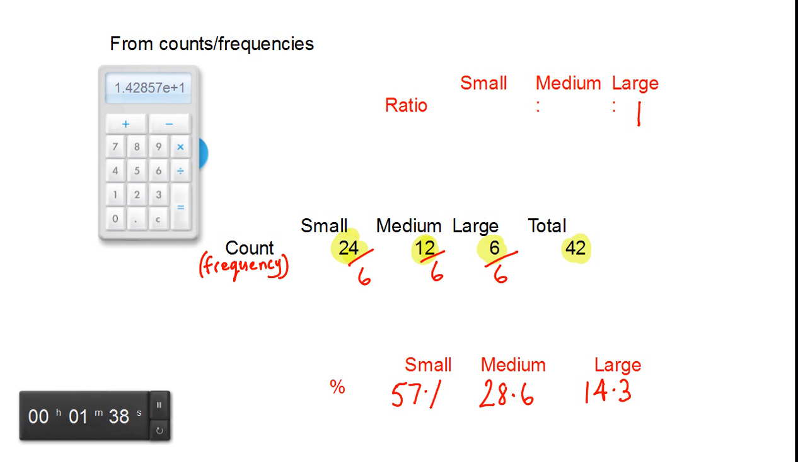And then I just repeat that process for the other two groups. So for the medium, 12 divided by 6 gives me 2, and for the small, 24 divided by 6 gives me 4. Expressed as ratios, what this means is that I have 4 small snails to every large snail, and 2 medium snails to every large snail.